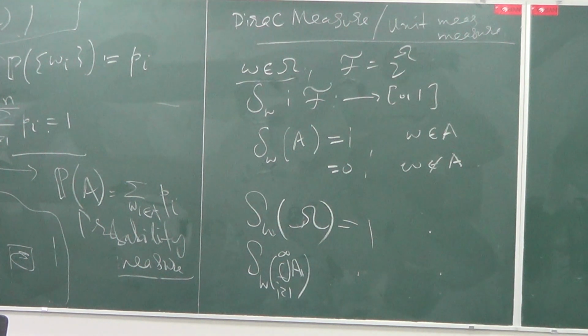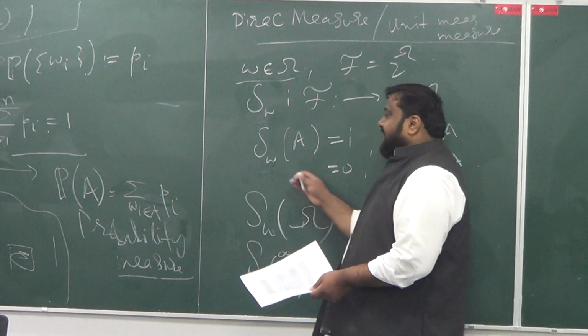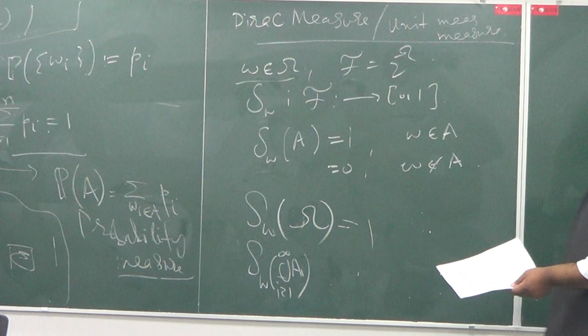And then this is called the Dirac measure, or maybe the unit mass measure. So is it related with the Dirac delta function? In some sense, yes, and in reality, no, actually. So you're using the same symbol delta, but there is a connection. Okay, there is a connection, but not explicit.